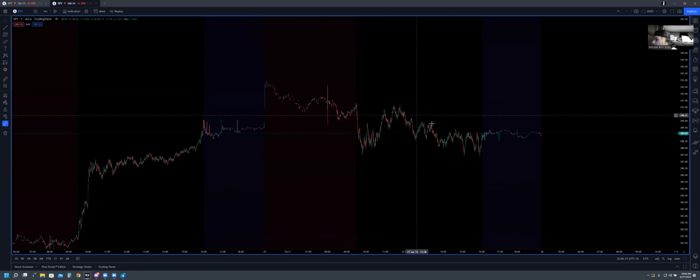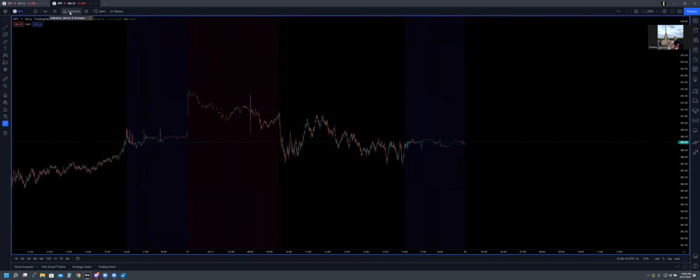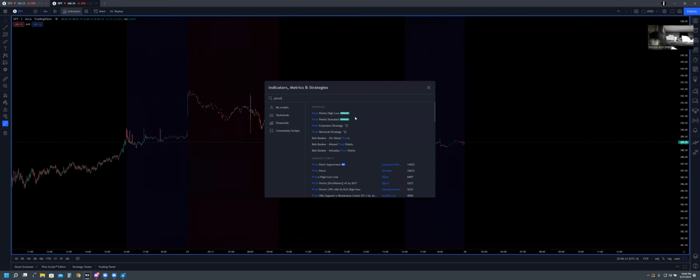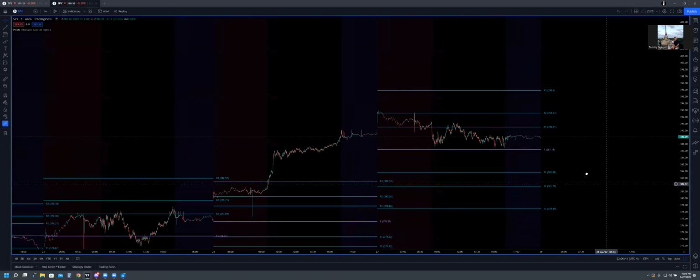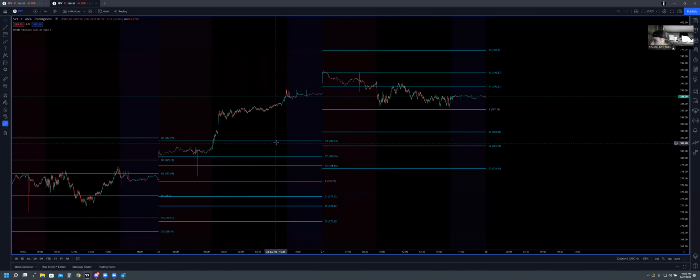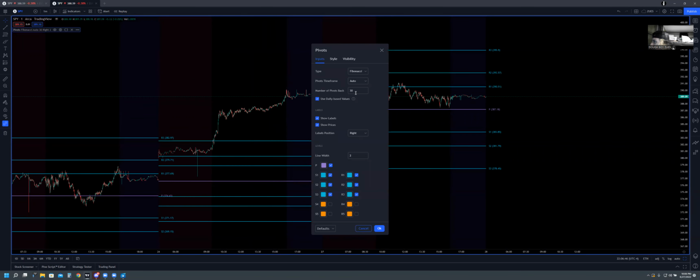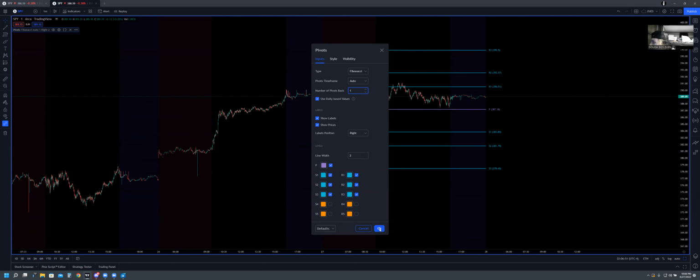What you'll do is go to your indicators. I like to use TradingView for this because Thinkorswim's pivot points are trash, the way they look visually. So you'll type in pivot points here, and it'll be pivot points standard. We'll add it. All right, so you add this, and it basically gives you this right here. I'm gonna remove anything before the current day, so we can just focus on what the pivot points are.